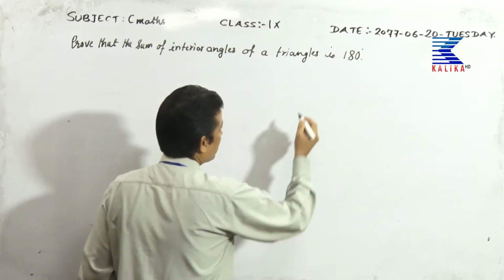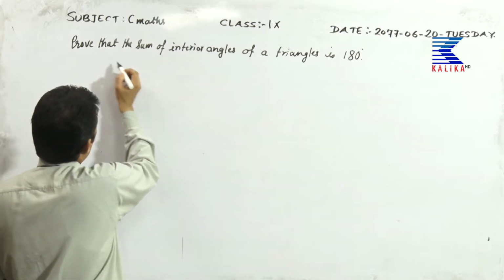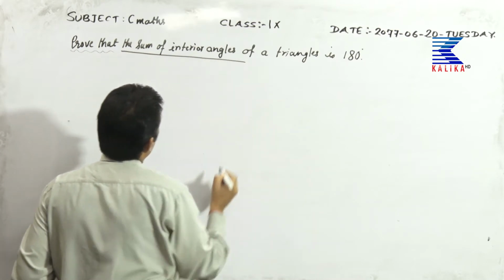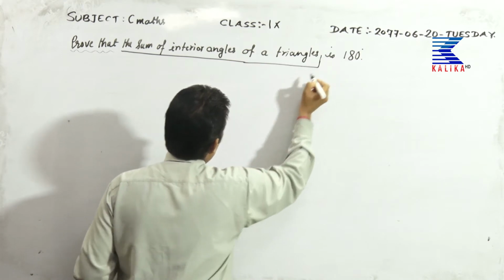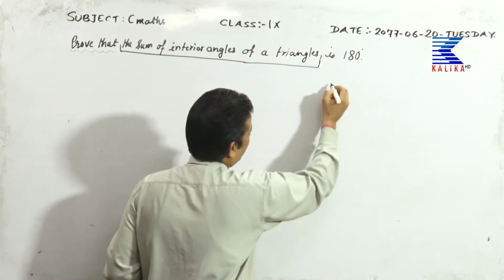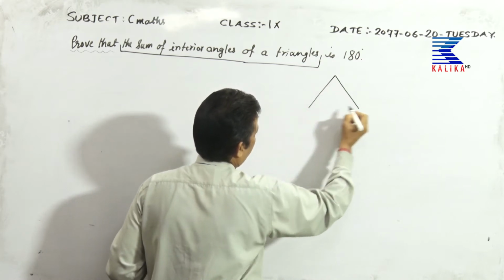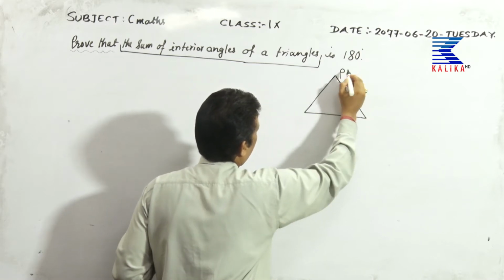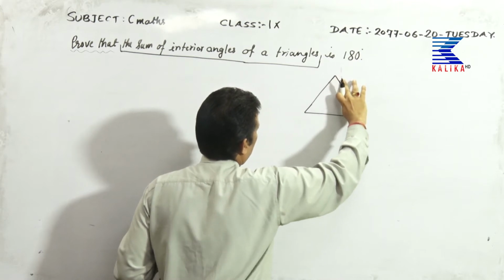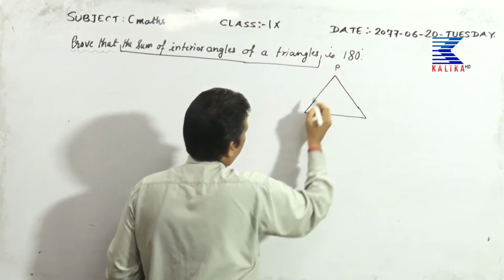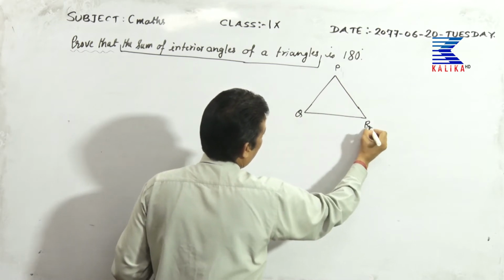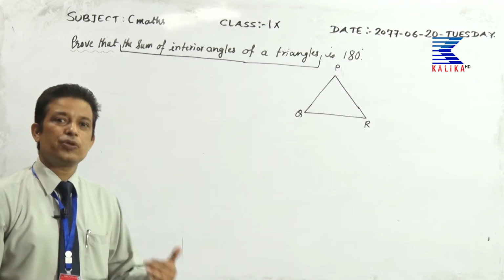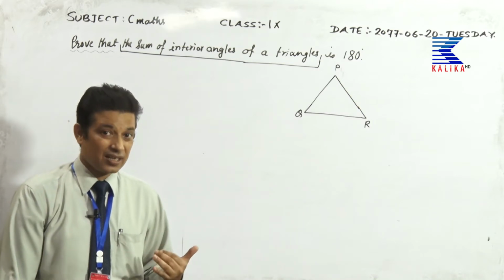For this, dear students, at first, what do we need to prove? The sum of interior angles of a triangle. It means we need to draw a triangle here. The name of the triangle can be any. Let us suppose this vertex is P, this vertex is Q, this vertex is R. PQR is a triangle, and we need to prove that the sum of its interior angles is 180 degrees.